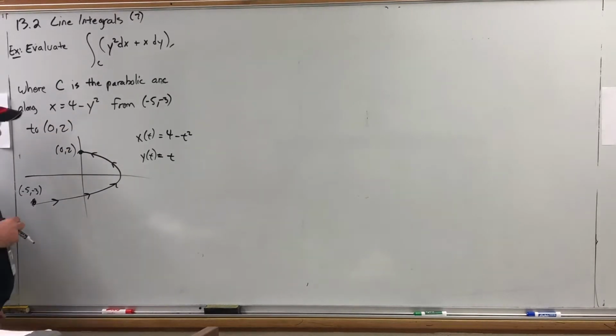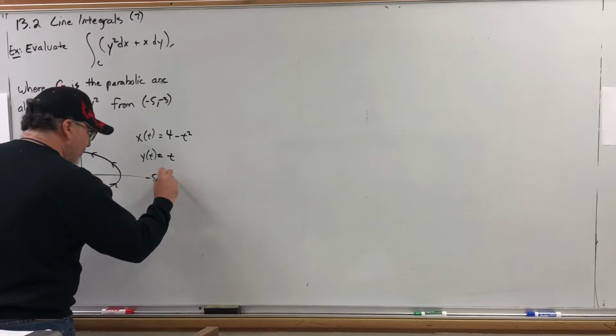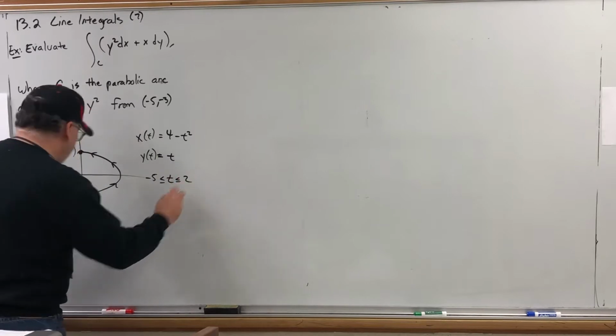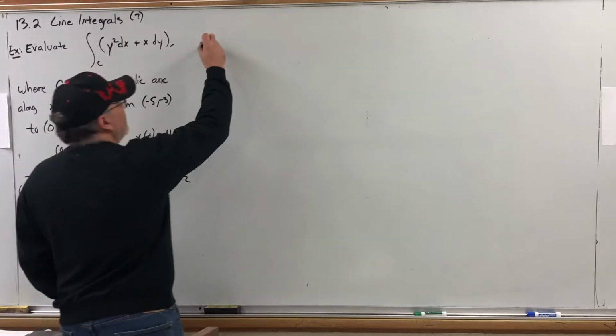But we need an interval of values. Since our parameter is being defined basically as the y-coordinate, we just need to range our parameter from the lowest y-coordinate to the highest y-coordinate. So negative 5 is less than or equal to t is less than or equal to 2. So we start here and we go up there. Let's evaluate this integral and see if we get the same answer.